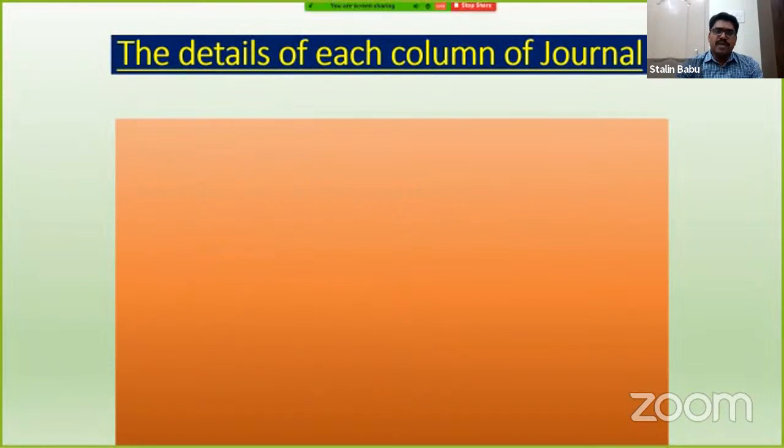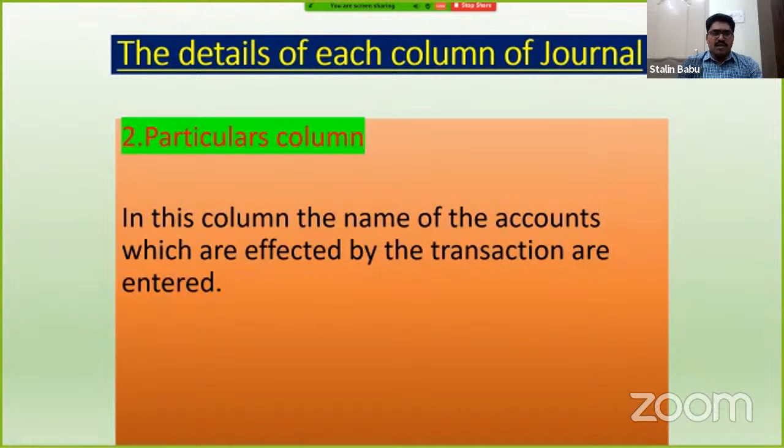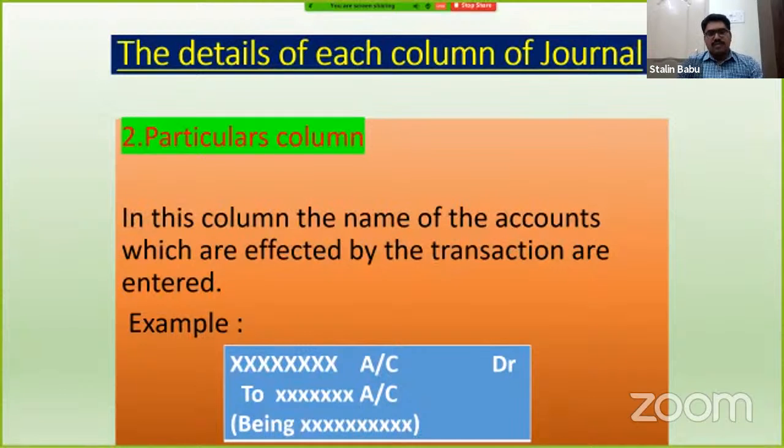The second column, the particulars column. It is an important column in the journal. In the particulars column, we record the names of the accounts which are affected by the transaction. So let us see the example. In the first line, we record the name of the account debited, followed by Dr. Here, Dr represents that this account is debited.